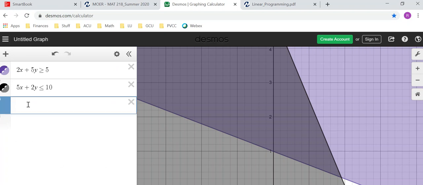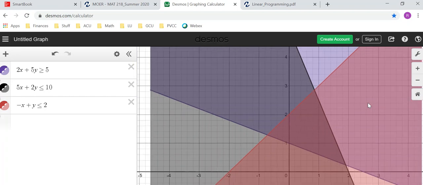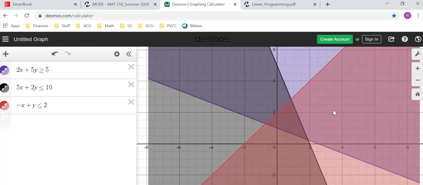Third inequality is negative x plus y is less than or equal to 2. So it's graphed all three of these linear inequalities, and it's shaded on the appropriate side. Now, what we are looking for, let's zoom out a little bit.